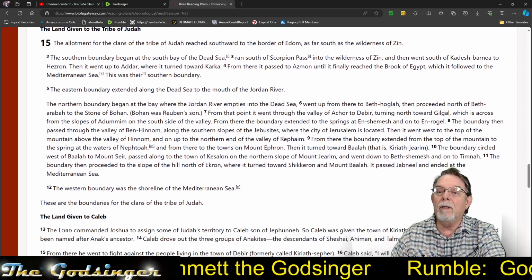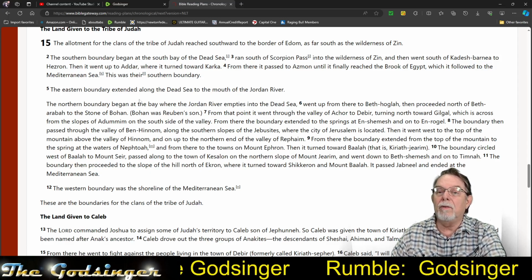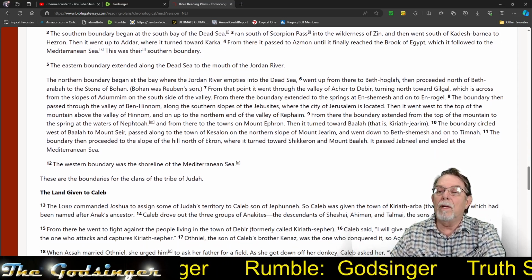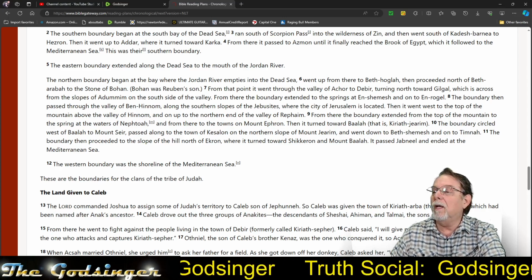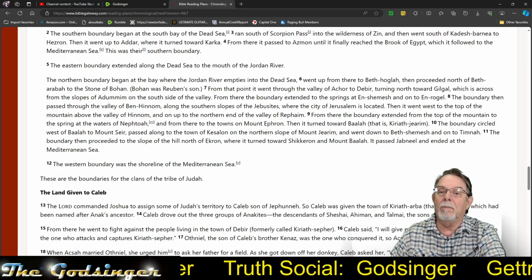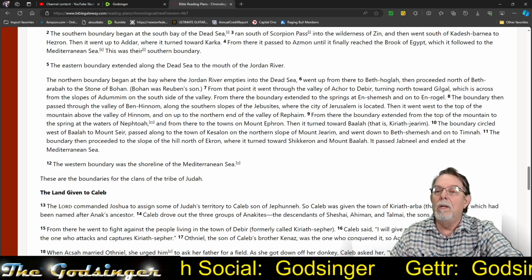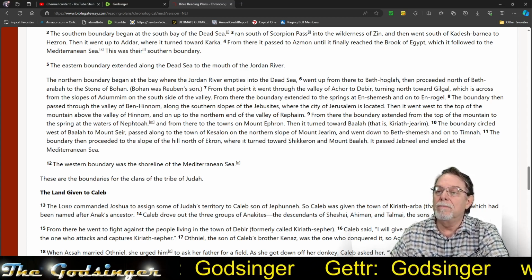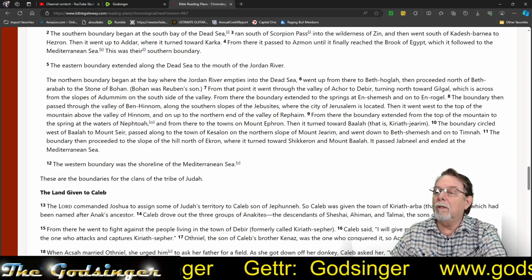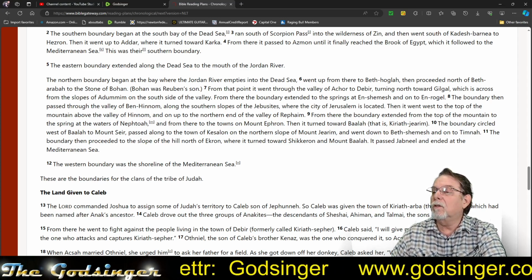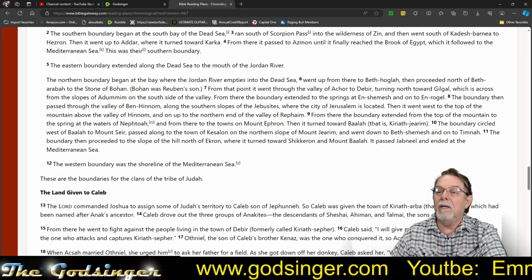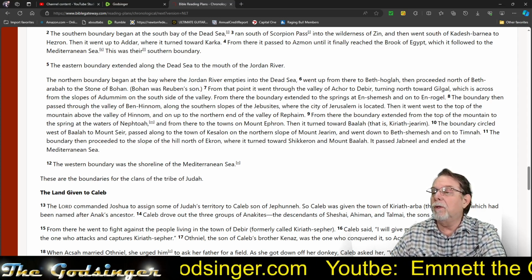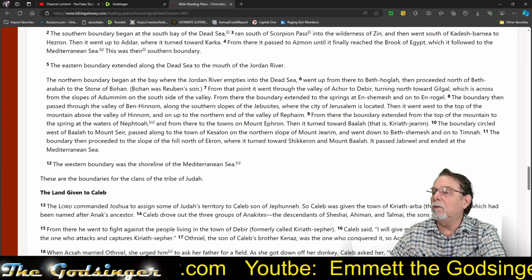The eastern boundary extended along the Dead Sea to the mouth of the Jordan River. The northern boundary began at the bay where the Jordan River empties into the Dead Sea, went up to Beth Hoglah, and proceeded north to Beth Arabah, to the stone of Bohan. Bohan was Reuben's son. From that point it went through the valley of Achor to Debir, turning north to Gilgal, which is across from the slopes of Adummim at the south side of the valley, where the boundary extended to the springs of En-shemesh and on to En-rogel.